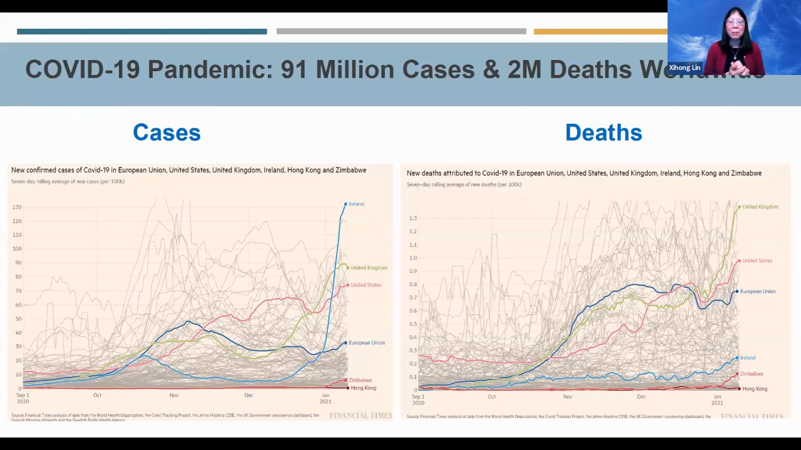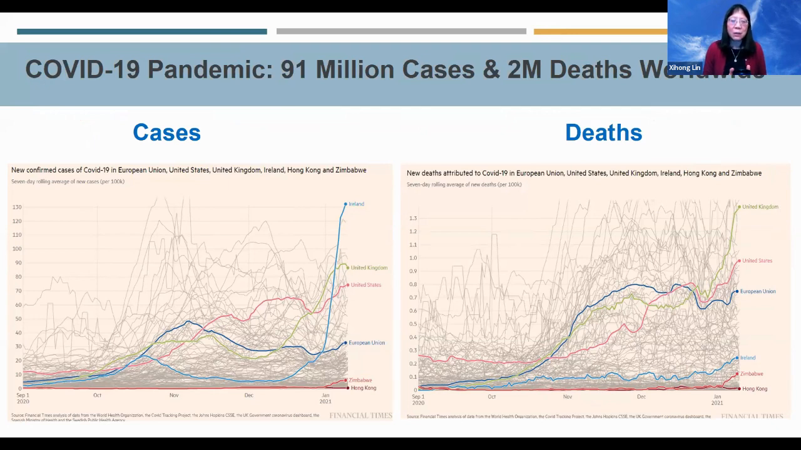Let me start with how the data look right now. I just downloaded this data yesterday. As you can see, right now there are over 91 million cases in the world and about 2 million deaths worldwide.